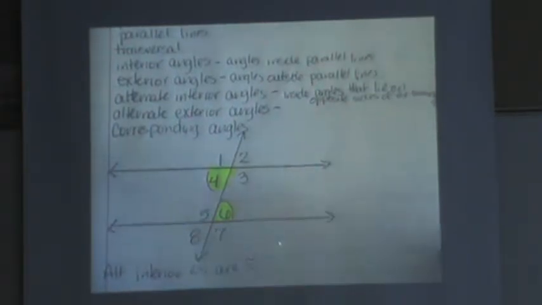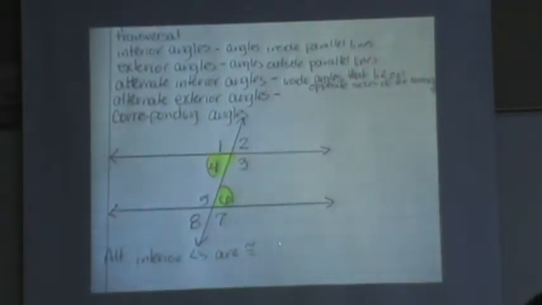Now we had that word last week. What does the word congruent mean? Same size. Congruent means of equal measure. Congruent angles are angles of equal measure.